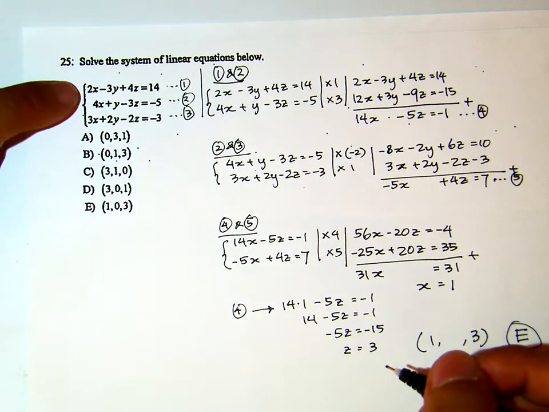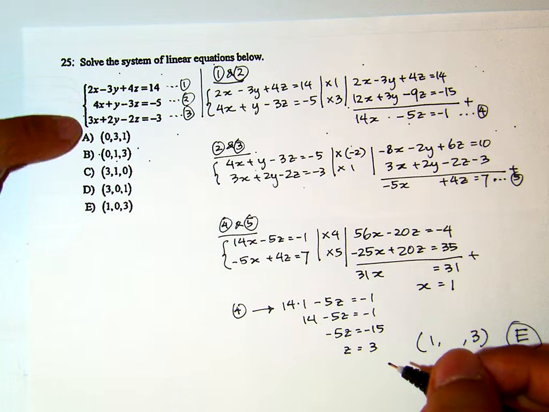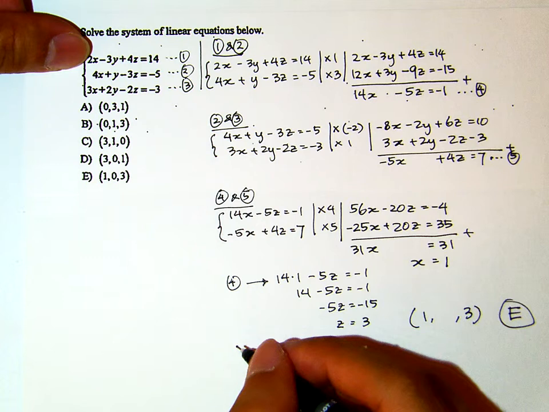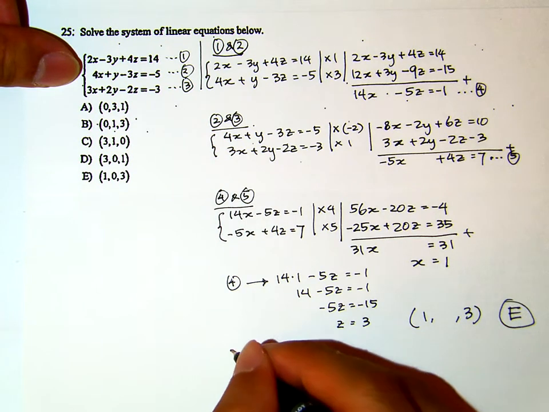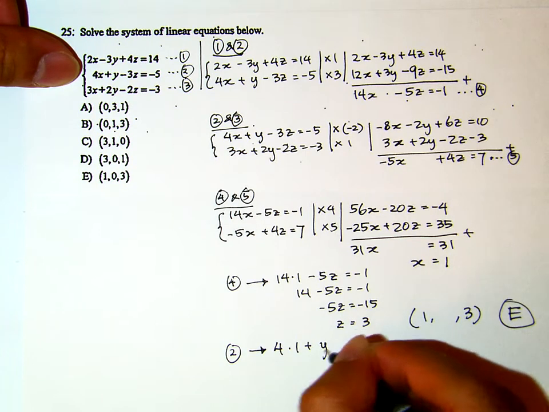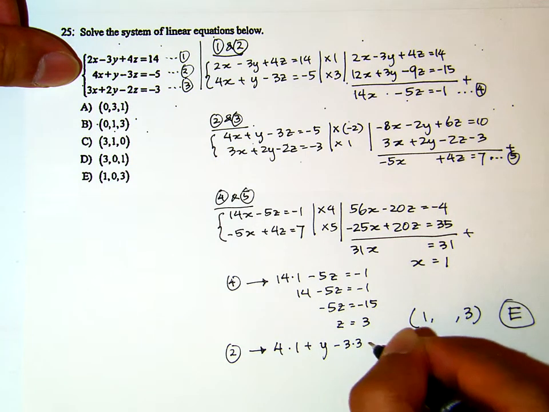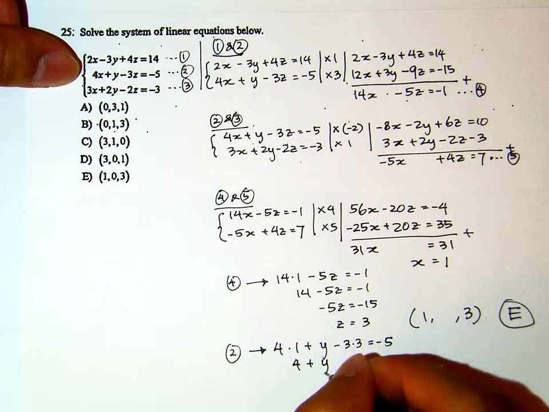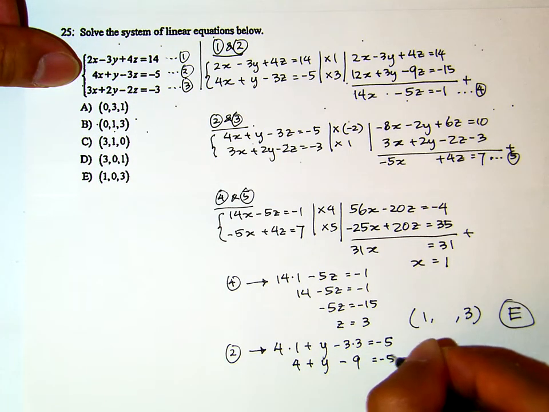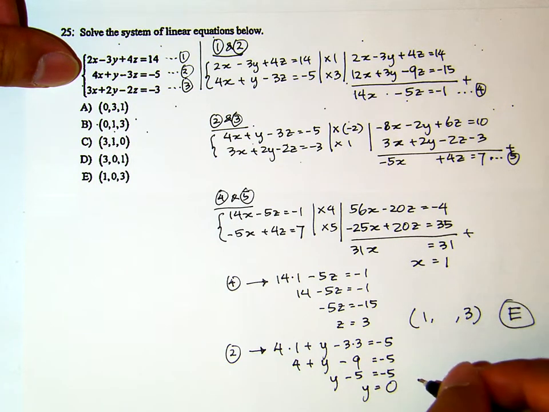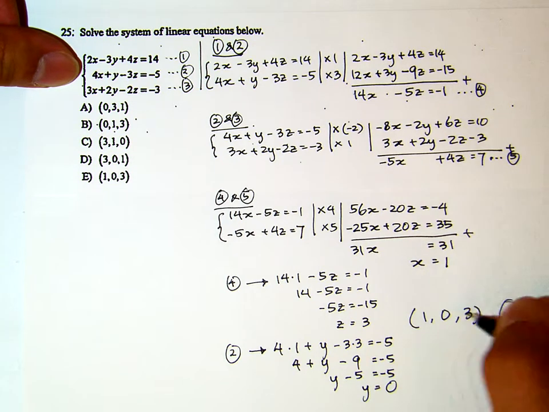I already have x and z. I will now plug it into any one of equations 1, 2, or 3. Let's put it into the second one. It'll be 4 times 1 plus y minus 3 times 3 equals -5. That's 4 plus y minus 9 equals -5, so y minus 5 equals -5. Therefore, y equals 0. Right? That confirms that my y equals 0.